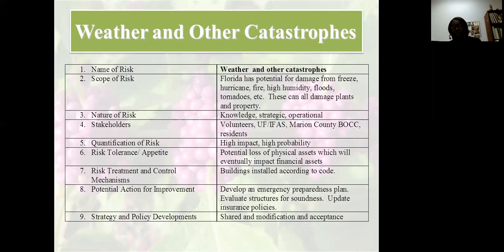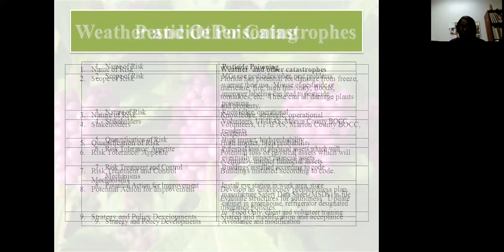And the county is now handling our insurance policy. A few years ago, we were holding money in reserve in our account, and we called that our security blanket, so that if something comes through and destroys all our assets, we have that money that we can use to replace and start up. However, the county has agreed to insure all our assets, so we don't have to worry about that anymore. So then it becomes shared and modification and acceptance.